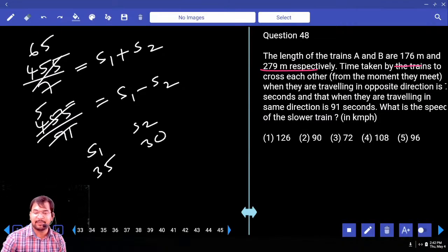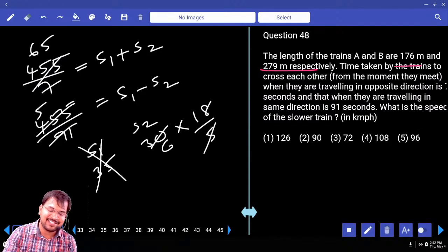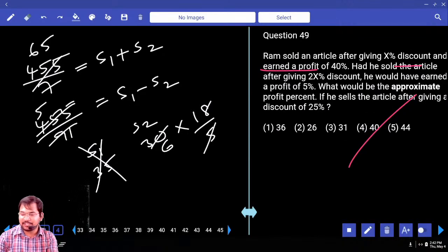But 30 is not our answer. This is meter per second. You have to convert them into kilometer per hour. So 18 by 5. There is no need to do that. 10 meter per second is how many kilometers per hour? 36 kilometers per hour. For 10 it is 36, so for 30 it is 108. Leave it. Next question.